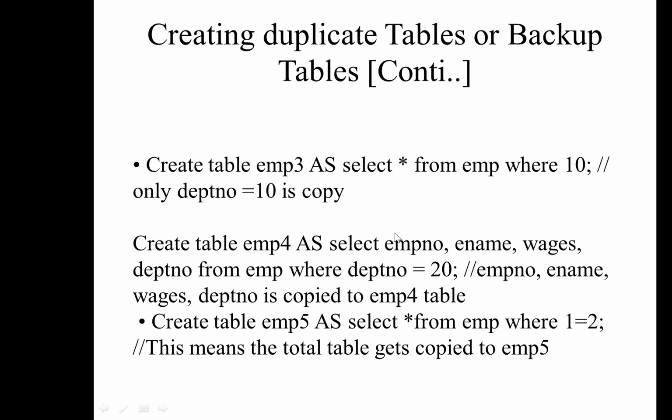Create table employee3 as select star from employee where department number is equal to 10. The data taken from the employee table where the department number is equal to 10 is going to be retrieved into the new table called employee3. This is an example.